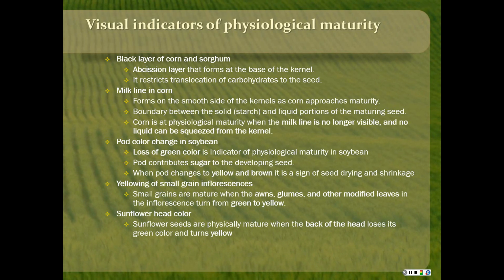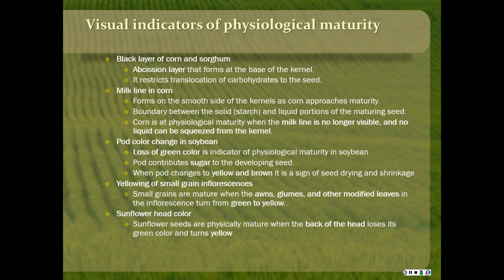And then the milk line in corn forms on the smooth side of the kernels as corn is approaching maturity. It's the boundary between the starch and the liquid portions of the seed. When the milk line is no longer visible and you can't squeeze liquid from the corn any longer, it's at physiological maturity. And in soybeans, when the pods lose their green color, that's the indicator of maturity.